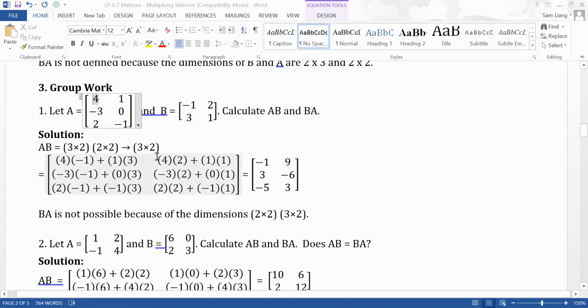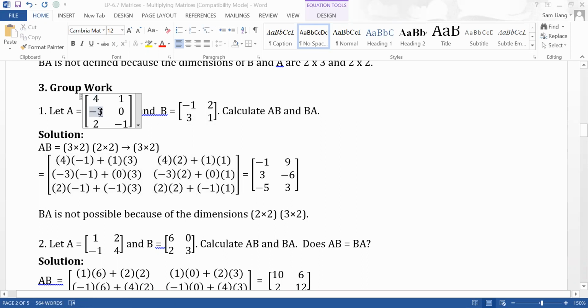And then next we have to multiply this row by the next column, which would be 4 times 2 plus 1 times 1, which I note here. Okay, so now that we've multiplied the first row by each column in the second matrix, we're done with the first row. Now we move on to the second row. So that'll be -3 times -1 plus 0 times 3. And I note that here. And again, I'll crunch the numbers afterwards.